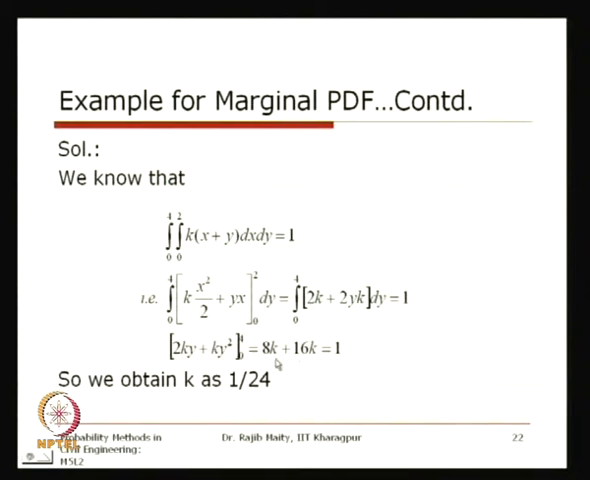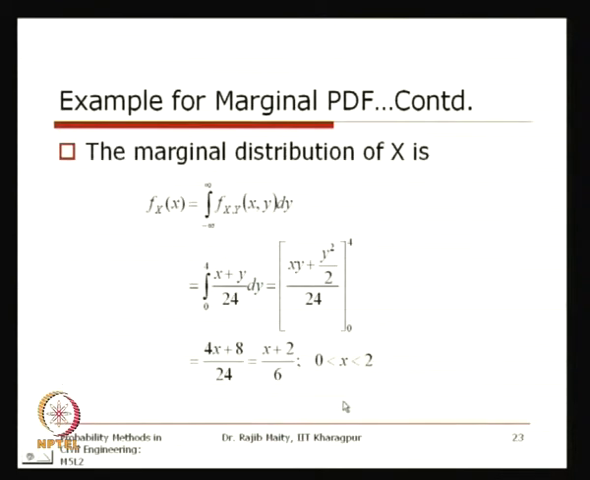So ultimately it is coming that 8k plus 16k is equal to 1. So you obtain that k is equal to 1/24. So the PDF is f(x,y) = (x + y)/24. So this is the PDF form.